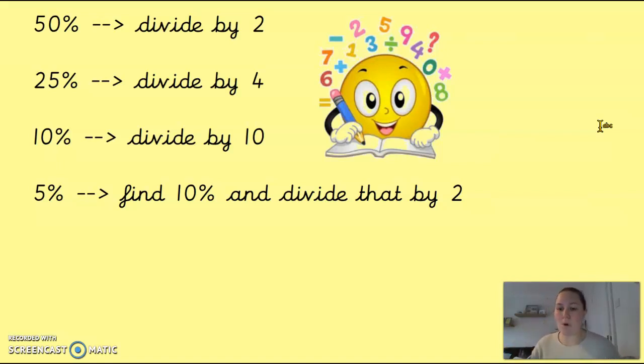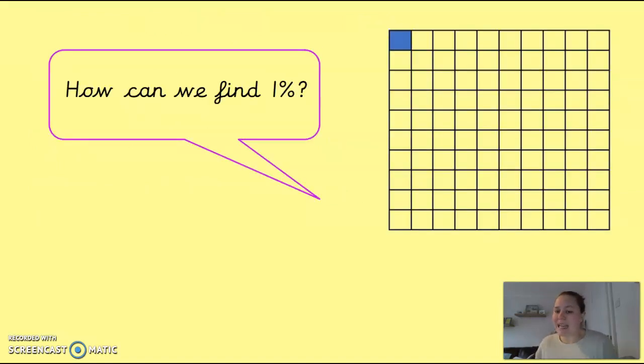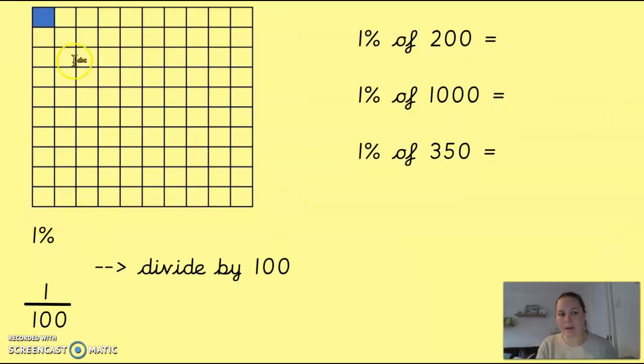Okay, there's one more percentage that we need to know how to work out, and then we can work any percentage of any number. So, how do you think we could find 1%? Look at your representation. It is 1 out of 100. So if I had the whole as 100, what would I be dividing by to get that 1 square? So it is 1%, it is 1 out of 100, and to go from my whole 100 squares to that 1 square, I would need to divide by 100.